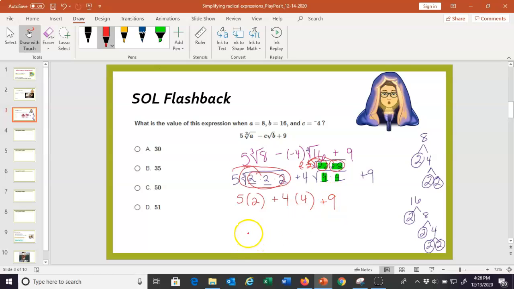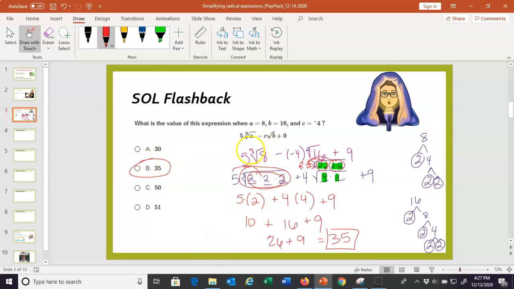Now let's keep going. Order of operations, right? Parentheses and multiplication. 5 times 2 is 10. 4 times 4 is 16. And we can add these all together. Get 26 plus 9. And then 26 plus 9, what is that? 35? You guys can double check me. I will too. So it is B.